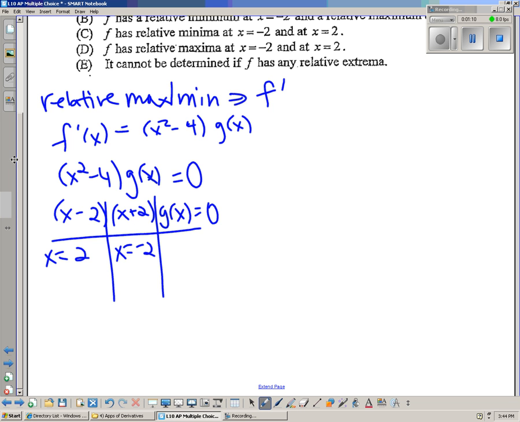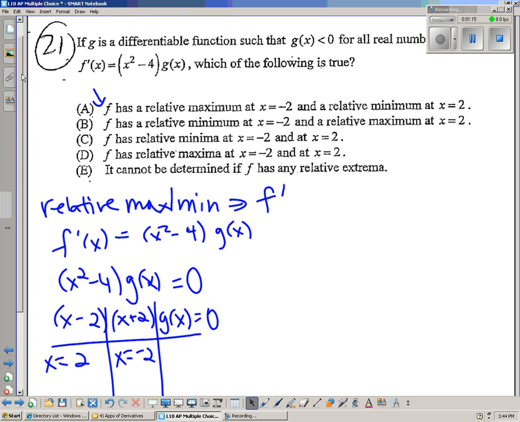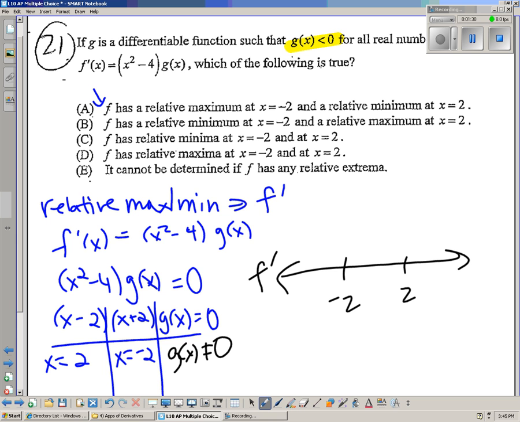And for g of x, they told us something very important at the beginning of the problem. They said that g of x was less than 0. So that means that this factor, g of x, will never be 0. So the only critical values that we get will be at negative 2 and 2. And notice our derivative in its factored form, which we can use because it's equivalent to the derivative, is this. G of x is always negative, so keep that in mind when we do the sign chart.